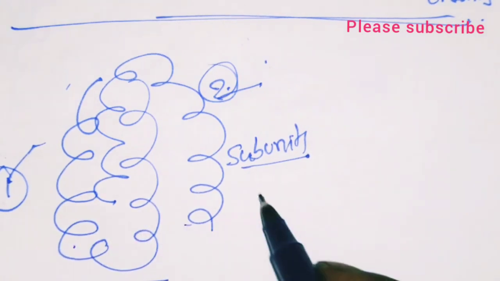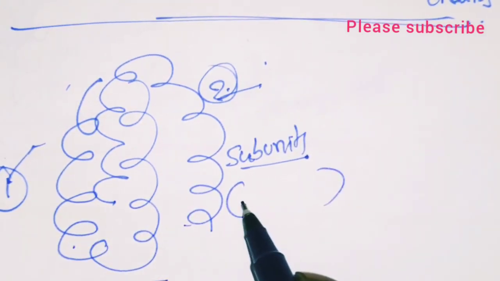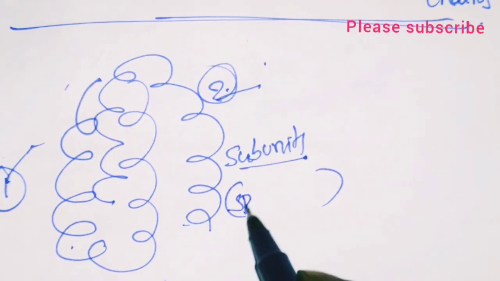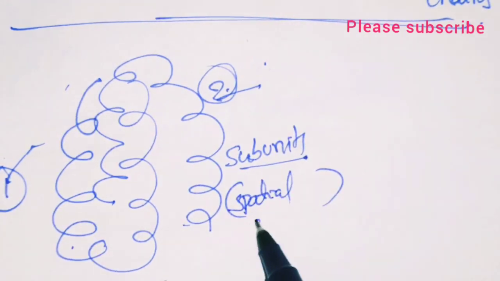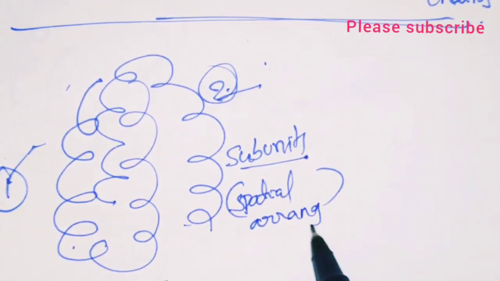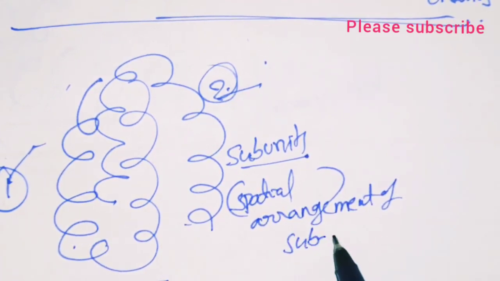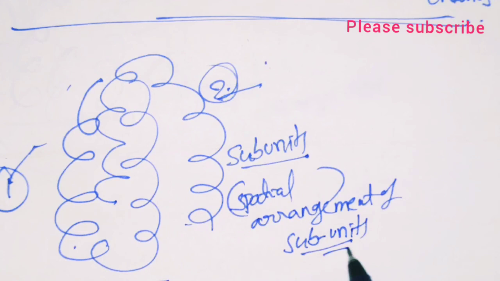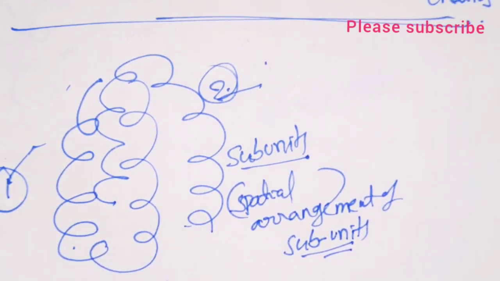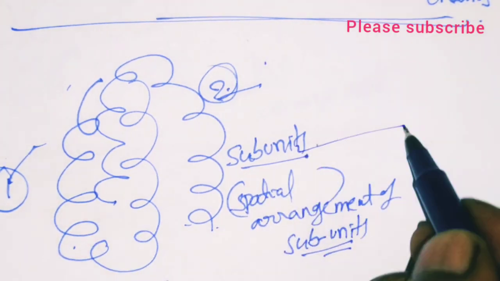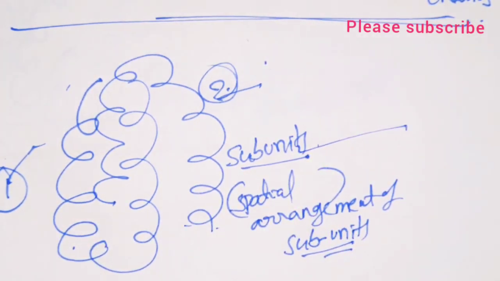The spatial arrangement of these subunits is explained by the quaternary structure. Do you understand this point? The spatial arrangement of subunits. Subunits are nothing but the polypeptide chains. How the two polypeptide chains are spatially arranged is explained by the quaternary structure.